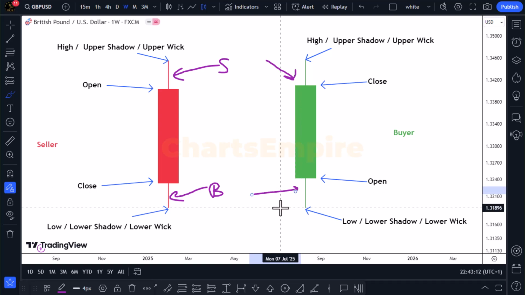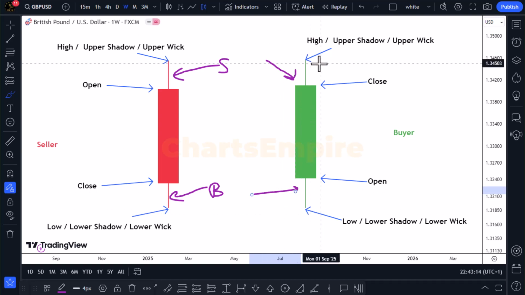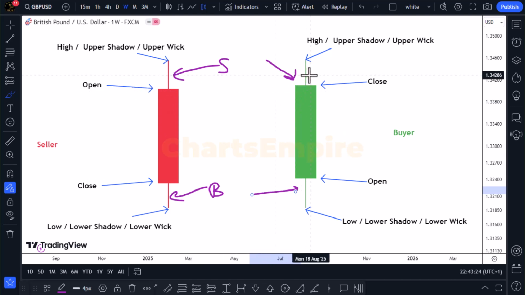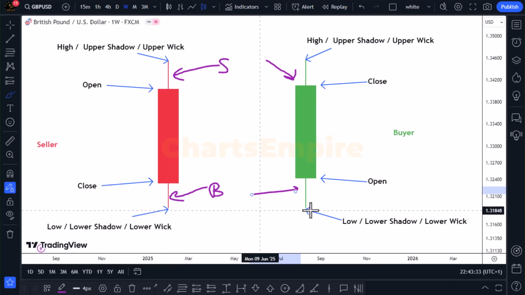Whenever you see an upper shadow or upper wick on any candlestick, either bearish, bearish means sellers, or bullish, bullish means buyers, it means the sellers pushed price lower at the top. And whenever you see a lower shadow or lower wick at the bottom of a bearish or bullish candlestick, it means the buyers pushed price up at the bottom.